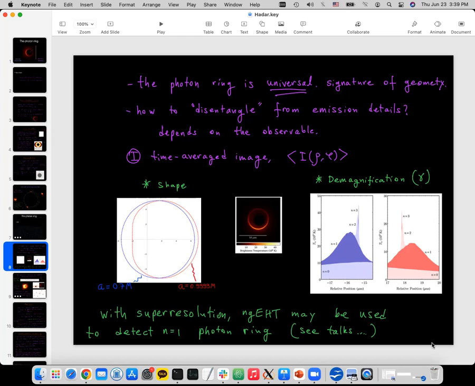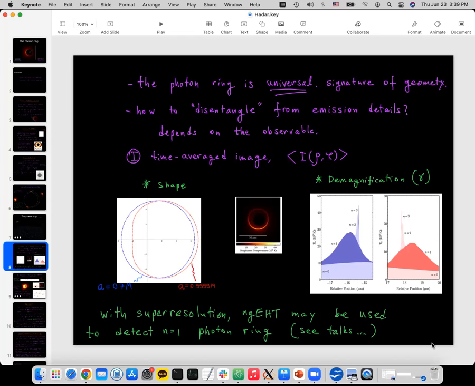So this plot here from Johnson et al., if we slice along one of the axes of this image, we will see it's composed of different subrings on top of each other, and these subrings become narrower and narrower due to the demagnification effect that I was talking about earlier. The demagnification is exactly by this factor e to the minus gamma, and this gamma is a function of the angle.